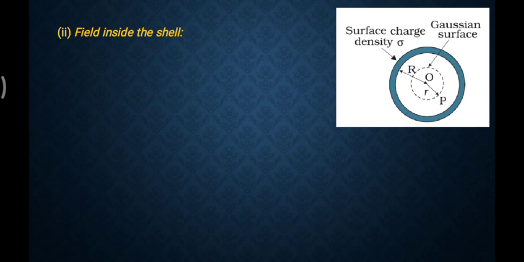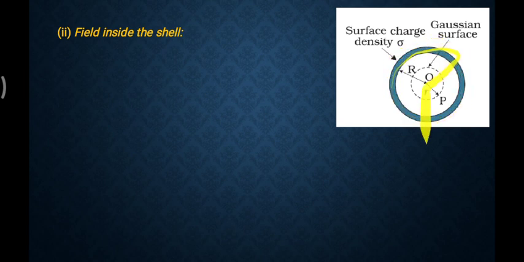Now the field inside the shell. Actually the charge is not present at the center, the charge is present on the surface. But in 11th class, in the chapter on gravitation, we discussed that the earth has whole mass, but the mass is concentrated at the center of the earth. Like that, the charge is on the surface, but it behaves as if it is at the center, though actually it is not at the center.